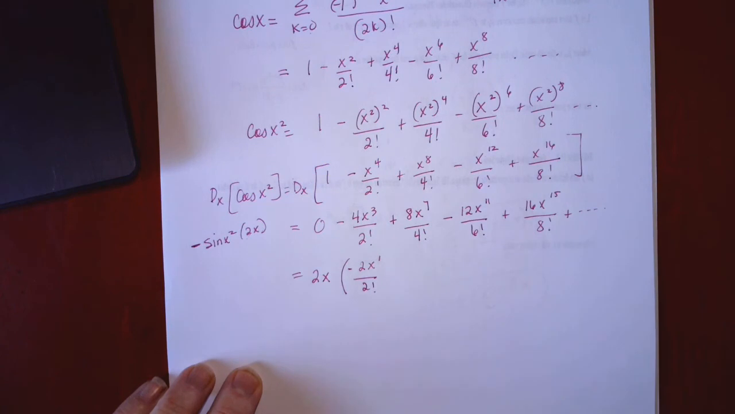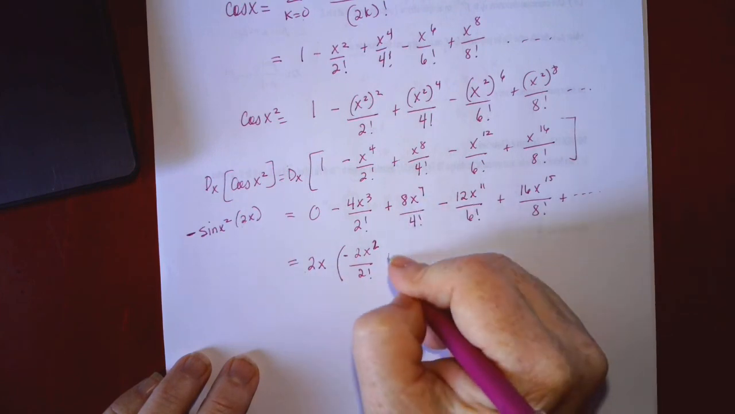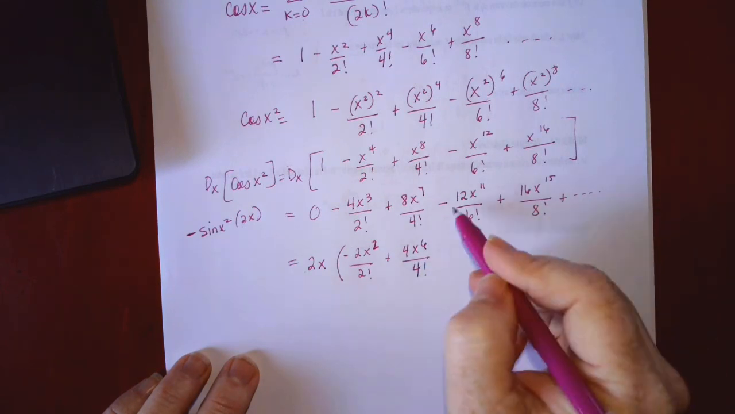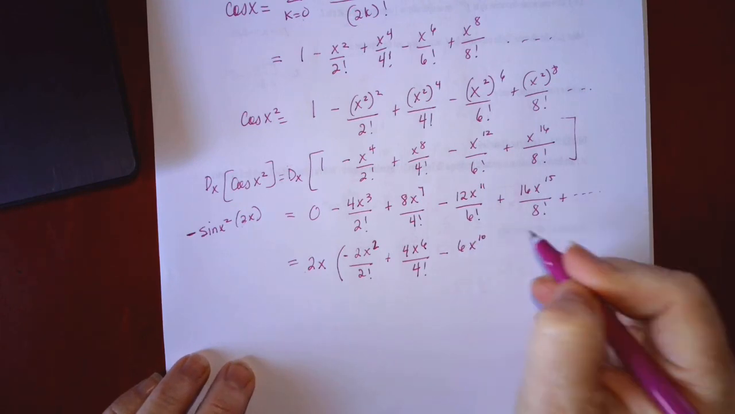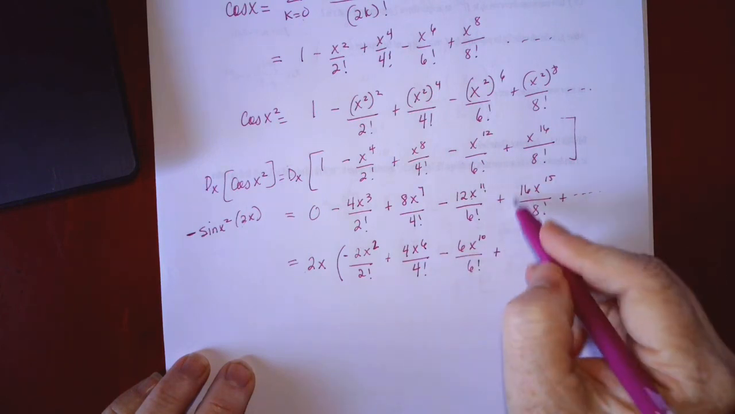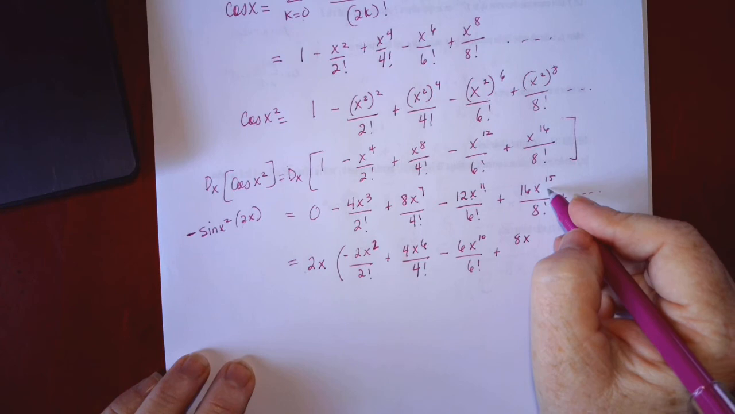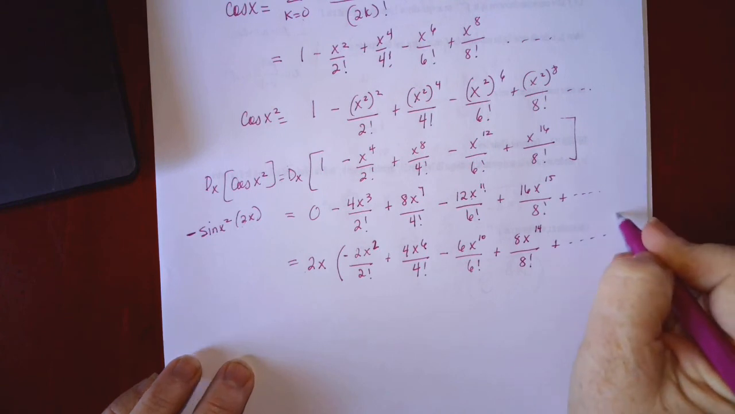Over 2 factorial, because I'd have... did I just say factor out 2x? Yeah, 2x squared times x is x cubed there. I want to factor a 2x out of here, so I would have a 4x to the 6th over 4 factorial. I want to factor out a 2x here, I would have a 6x to the 10th over 6 factorial. If I factored out a 2x here, I would have an 8x to the 14th over 8 factorial, and so on and so forth.